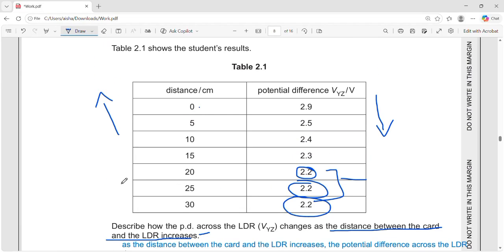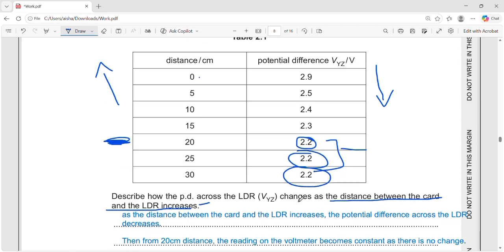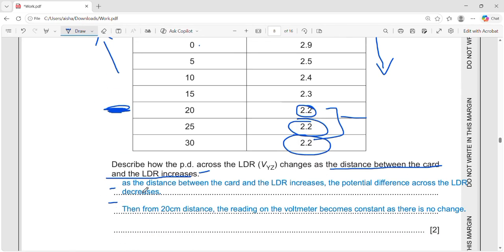And then if you notice at 20, the potential difference becomes constant. It becomes 2.2, 2.2, 2.2. So you have to describe the whole trend basically. As the distance between the card and the LDR increases, the potential difference across the LDR decreases. Then from 20 centimeter distance, the reading on the voltmeter becomes constant as there is no change. That's it.